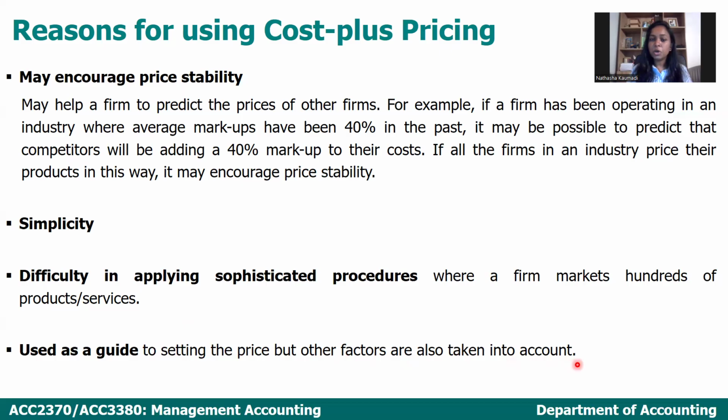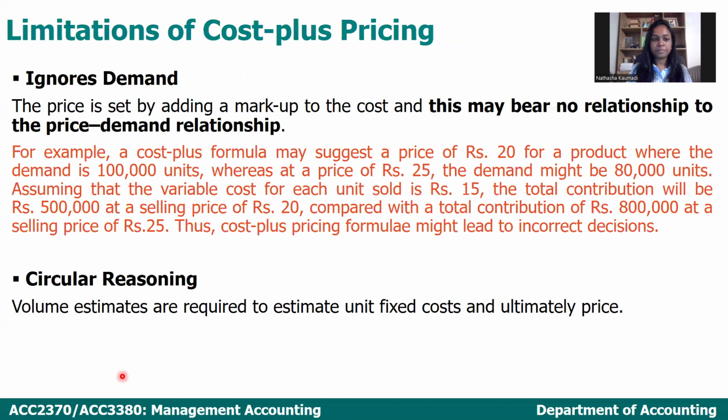As I told you, cost is the initial approximation. Cost plus pricing is the initial approximation, the minimum price you can charge. Above that, you can go based on the other factors. So it is used as a guide. That is the basis.